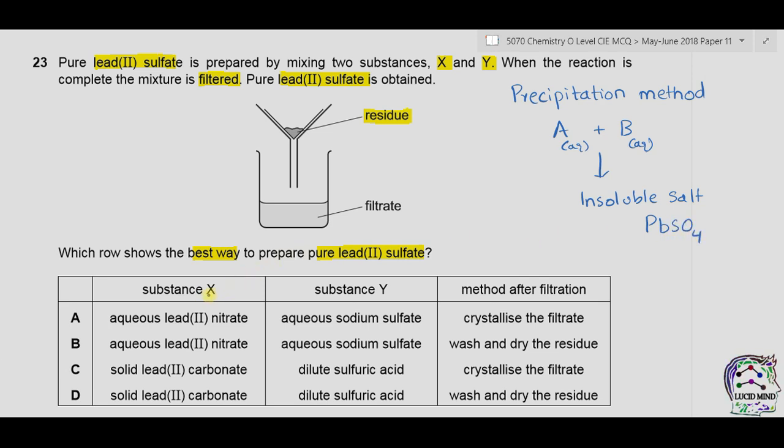Let's look at the options. Substance X must be soluble in aqueous. Substance Y should also be soluble and aqueous. So we can take lead 2 nitrate as substance X because all nitrates are soluble. We cannot take lead 2 carbonate because it is insoluble. Similarly, substance Y should also be soluble. All sodium salts are soluble, so we can take sodium sulfate. Then we have method after filtration. Now after filtration, we are going to wash and dry the residue, which is lead 2 sulfate. We are not going to crystallize the filtrate because filtrate does not consist of lead 2 sulfate. So therefore this option is correct. Answer is therefore B.